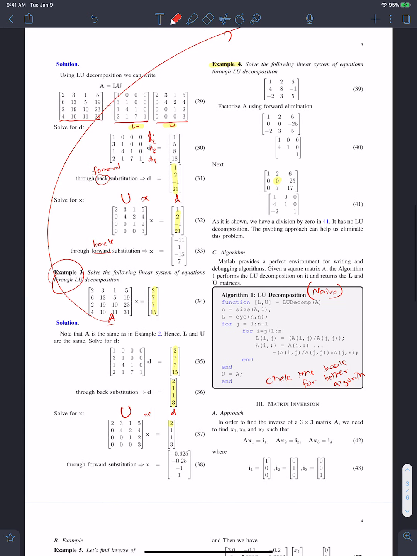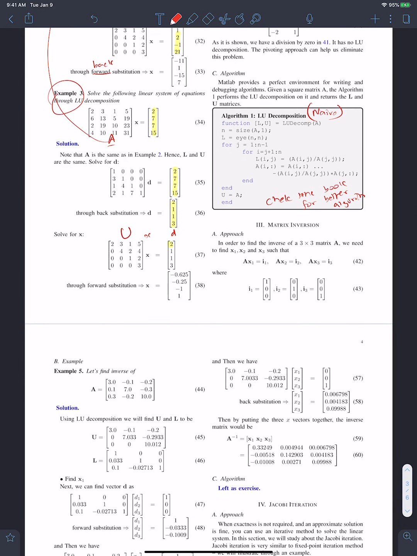Okay, so that's it. Now I'm going to start another topic: how to use LU decomposition to find the matrix inverse. Matrix inversion. So we have a matrix A. We want to find A inverse. So we know that A times A inverse is I. I is the identity matrix, that is 1, 1, 1, 1, like that. Everything else is 0. It looks like an iota.